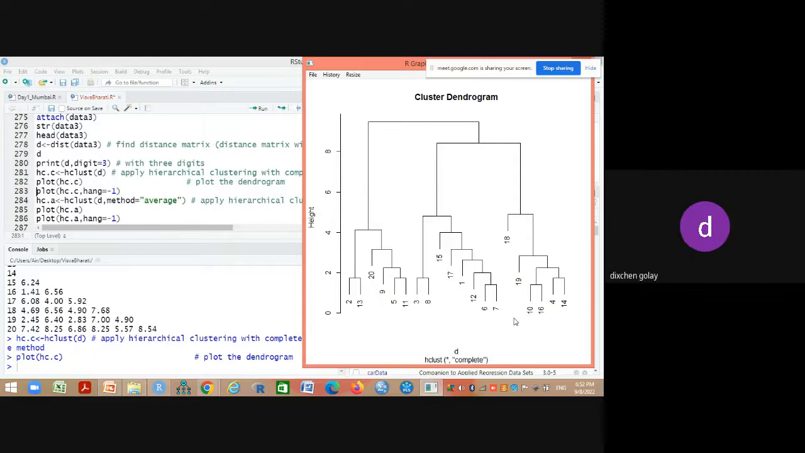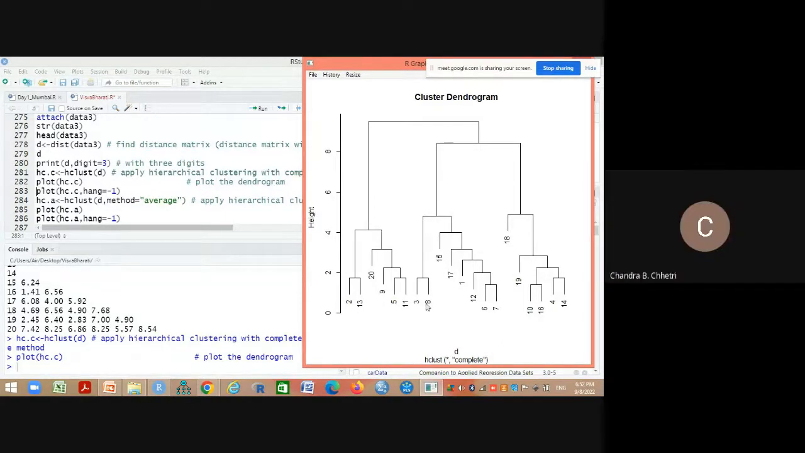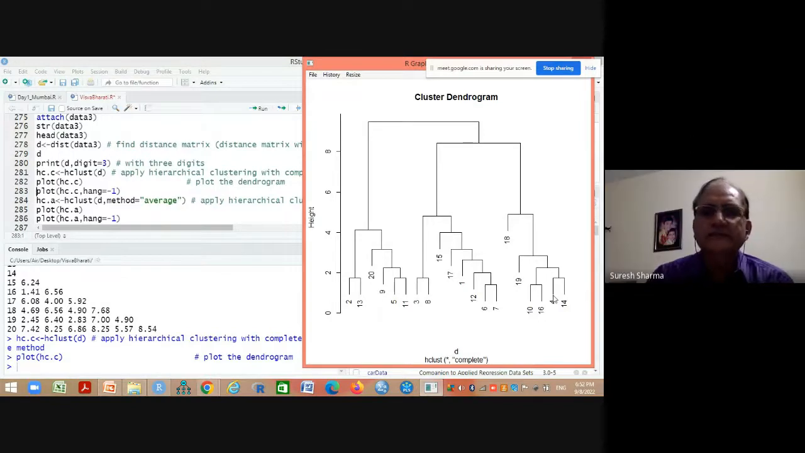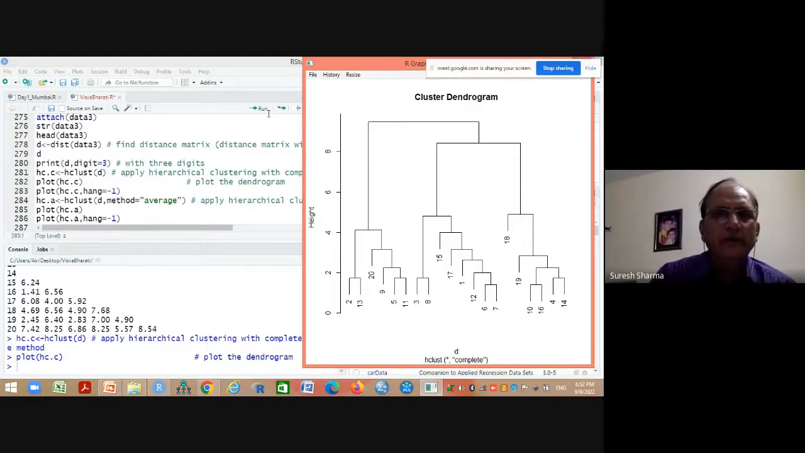Yes, sir. So how many clusters are possible? Immediately you can see this is one cluster, this is one cluster, this is one cluster. So 3 clusters are possible. So that is your K. So what is the value of K now? 3. So K is 3.